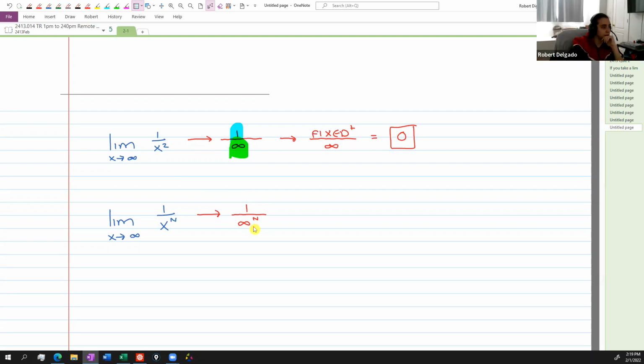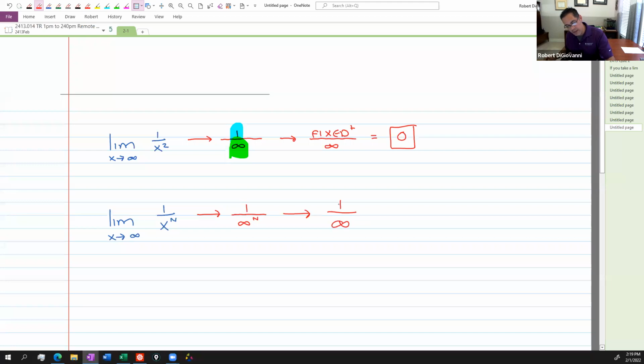It wouldn't be at zero, right? What if n was zero? What's anything to the zero power? One. So this would not work. We could not say that this is one over infinity. We could not do this, not if n was zero.